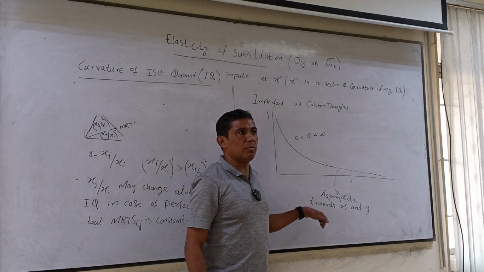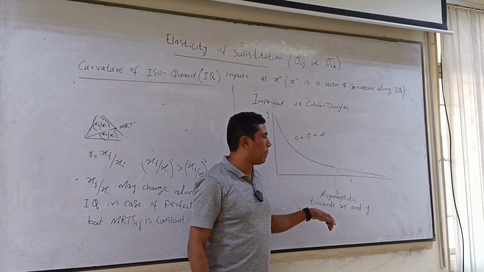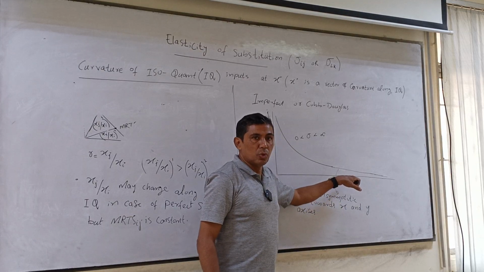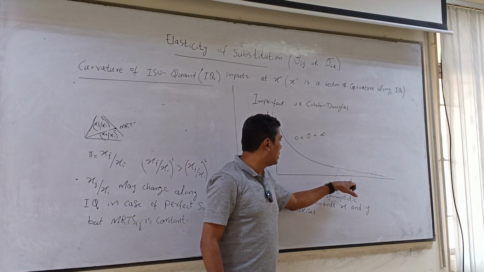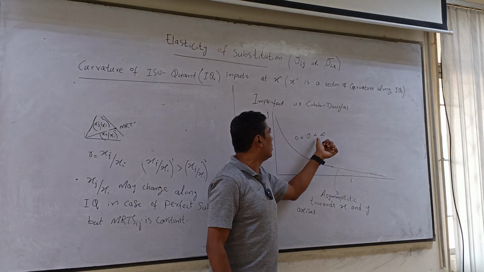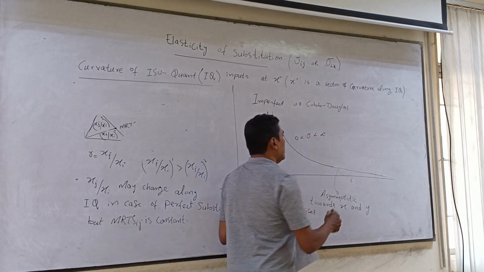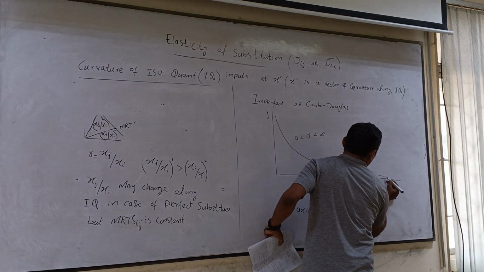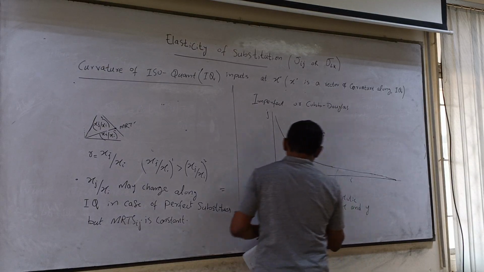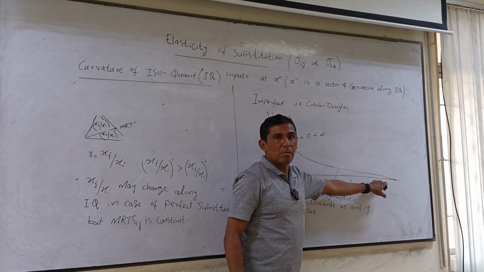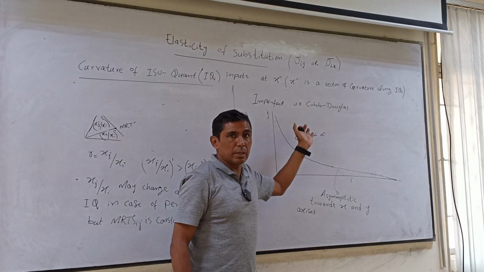Asymptotic towards the x and y axes. Never touches the x and y axes. So in this condition, the elasticity of substitution can never be equal to infinity. In the case of perfect substitutes, if it touches the x-axis, what does it mean? You have substituted all the capital with labor. Right, and vice versa here.